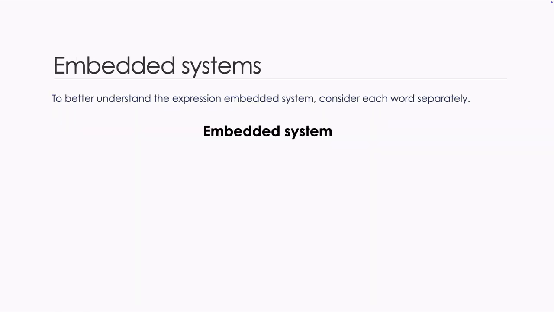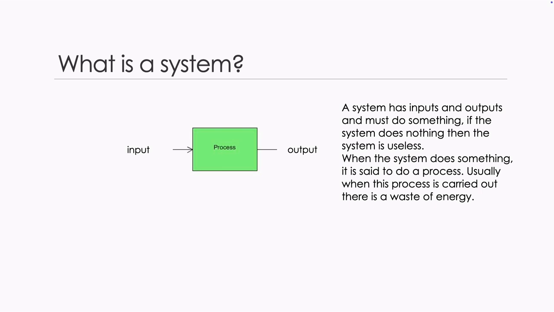To better understand the expression embedded system, consider each word separately. Embedded means hidden inside so one can't see it. System means multiple components interface together for a common purpose. And what is a system? In order to understand better how microcontroller works, it is very important to understand a system.